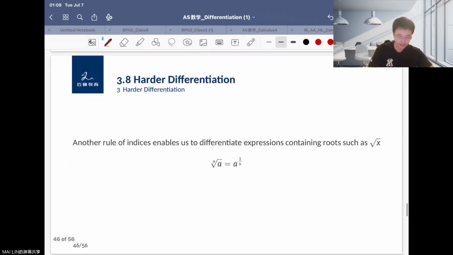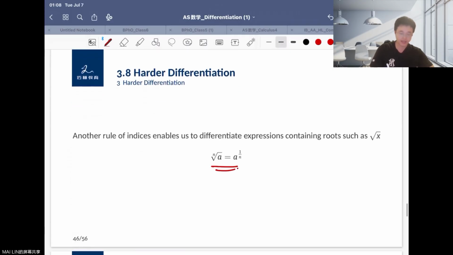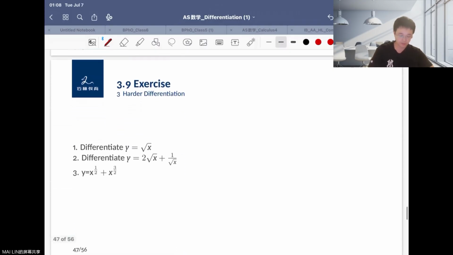Okay, and always remember that the nth root of a can be written as a to the power of 1 over n. So for these problems, if you want to differentiate y equals square root of x, you first translate it into y equals x to the power of a half. First we put the power in front of it, so it's a half x, and then the power minus 1 is half minus 1. So the derivative here is a half times x to the power of minus a half. That is for the first problem.